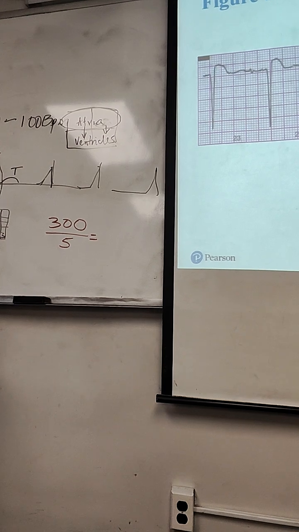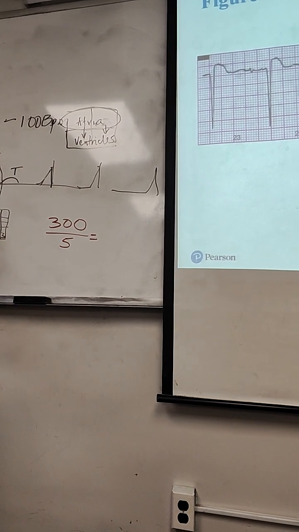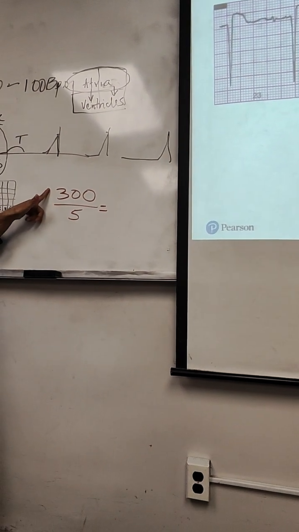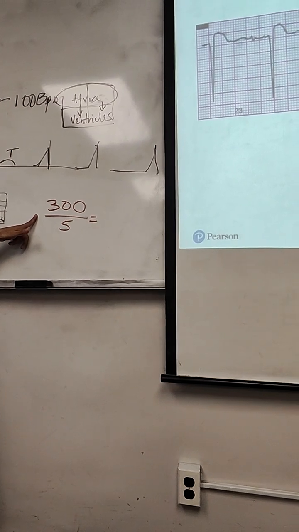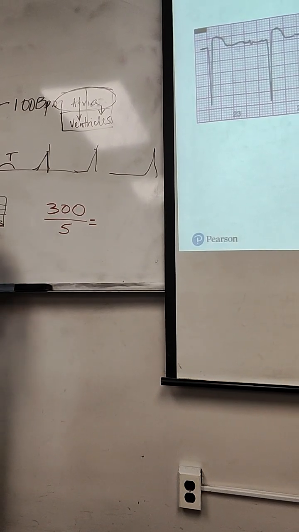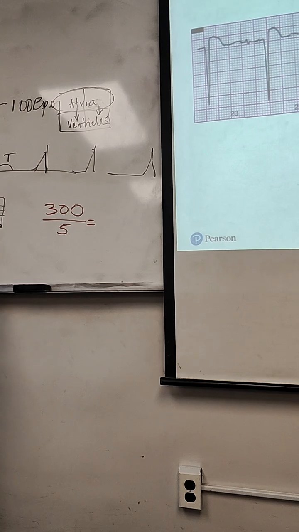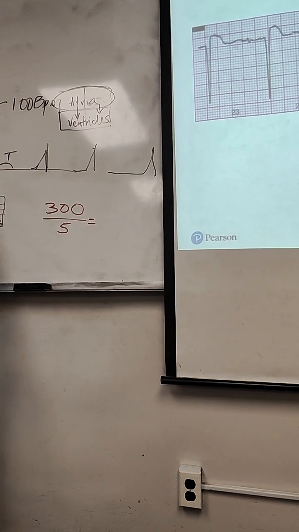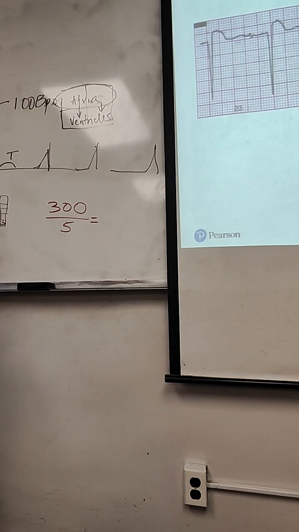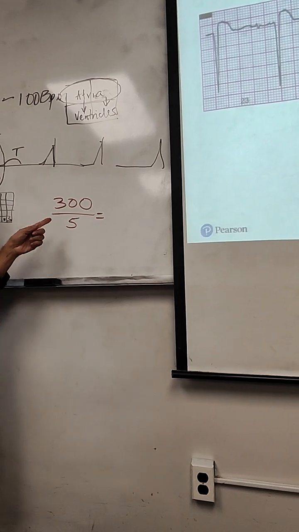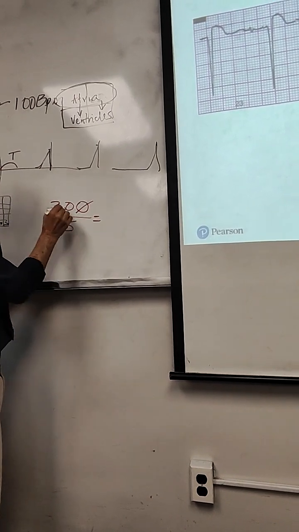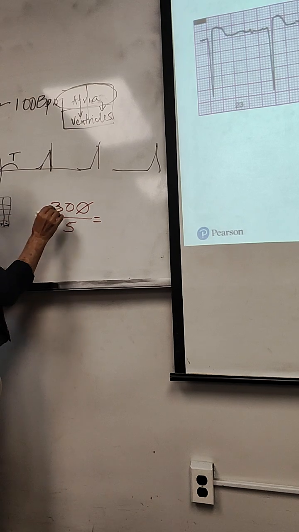Okay. So what was the question you asked again? Okay, so what is the heart rate of this patient? 5 blocks. 300 divided by 5, 60. Baby, I'm bad at division. I'm bad at math. See? For this one, it's very easy. Eliminate the 0. 30 divided by 5.